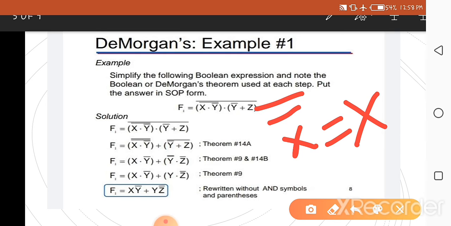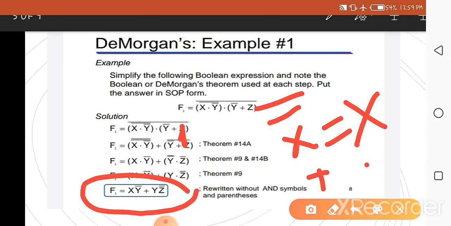So x dot y bar is obtained, plus. In this, break the line and change the sign. So this line is broken, and the plus operator is converted into the dot operator. The expression that arises is y double bar dot z bar. So the double bar cancels out, since y double bar is equivalent to y. So this is the output form of the question.